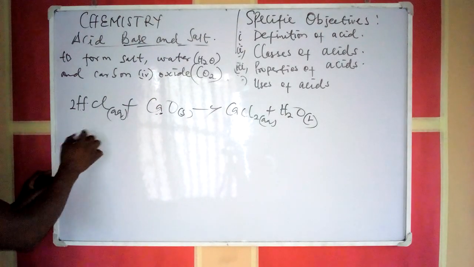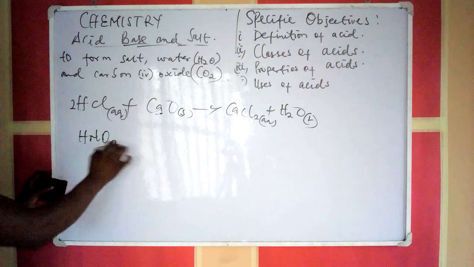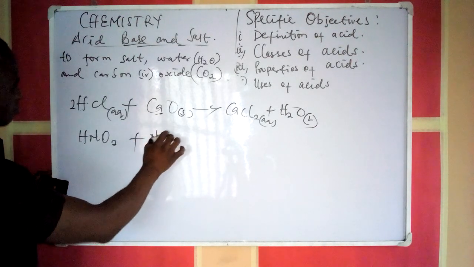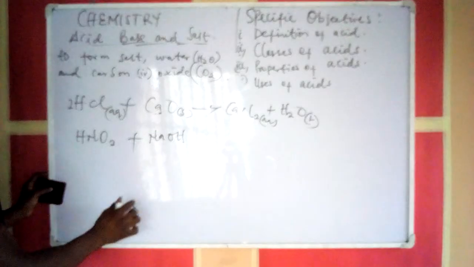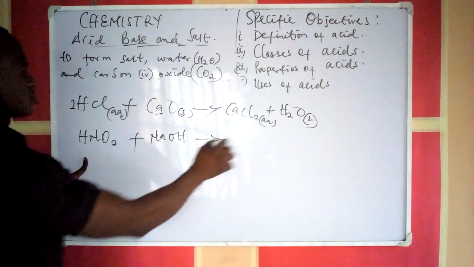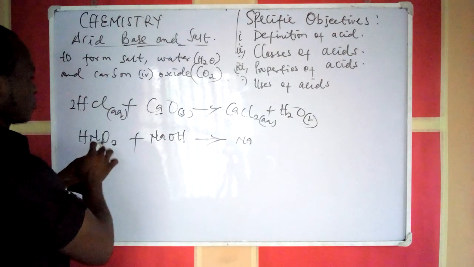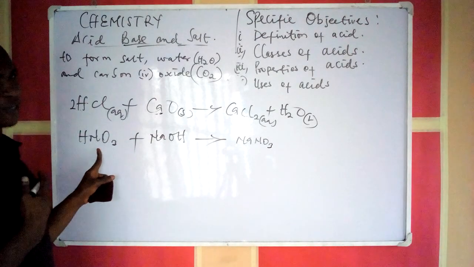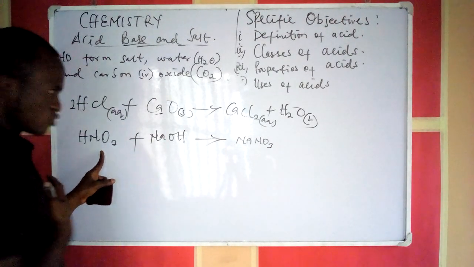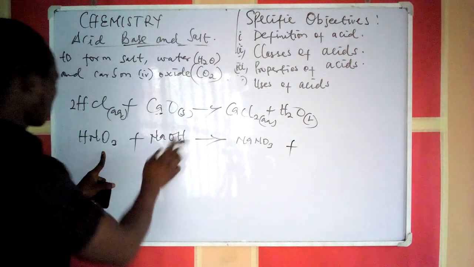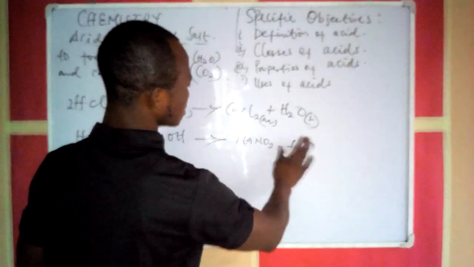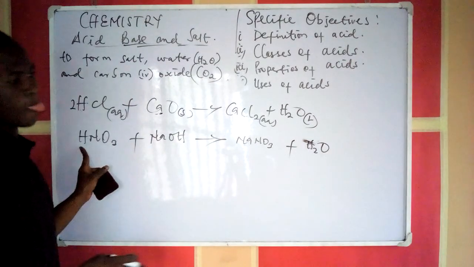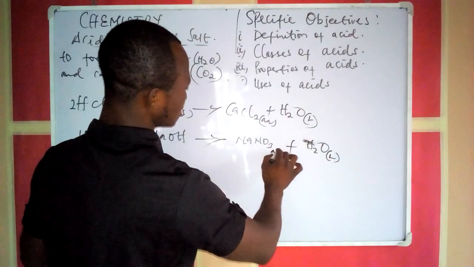Now let's look at another one, HNO3 plus sodium hydroxide, which is an alkali, to give us sodium nitrate. What will happen here? It will just push the hydrogen away for being stronger than the hydrogen. We are left with OH, which will give us water. OH and hydrogen here. This is liquid, this is aqueous.